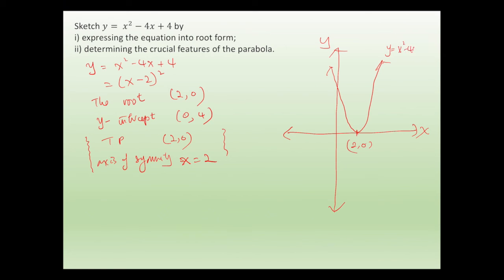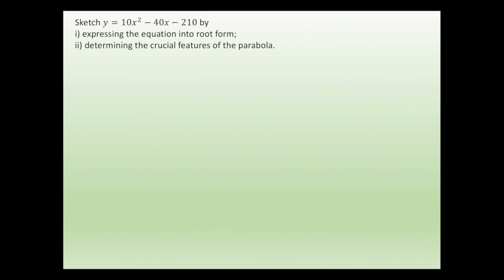y = x² − 4x + 14. The y-intercept is (0, 14), and the axis of symmetry is x = 2. Alright, so now you should be able to sketch any graph based on the root form. I would like you to try this question.